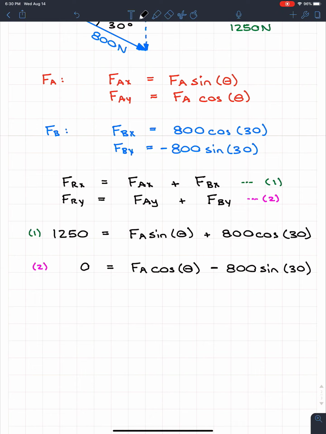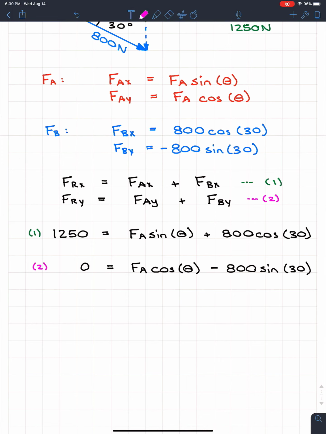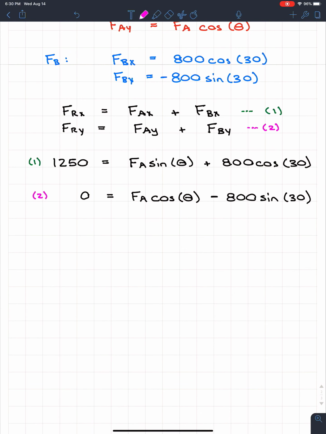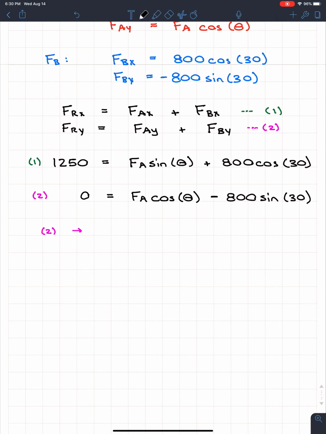So now we have two equations. And from these two equations, we can start beginning the process of turning it into one equation, which is not that hard of a process. I know you guys already know what to do. So what I'm going to do is I'm going to start with equation 2. So I'm going to go equation 2, put a little arrow sign, and I'm just going to rearrange it to isolate one of the variables. And I'm going to isolate FA.